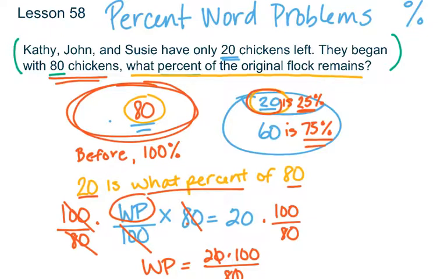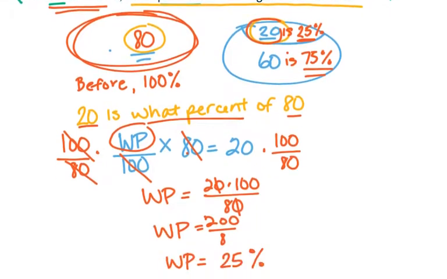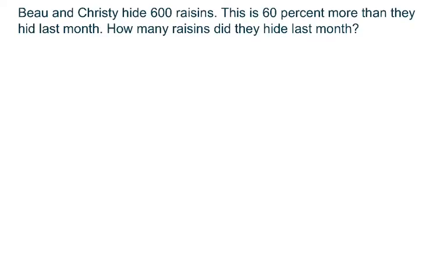So let's do one more example of percents so that you have it here. And we're going to do one, I'd say, that goes over 100%. So here's our next problem. It says Bo and Christy hide 600 raisins. This is 60% more than they hid last month. How many raisins did they hide last month?